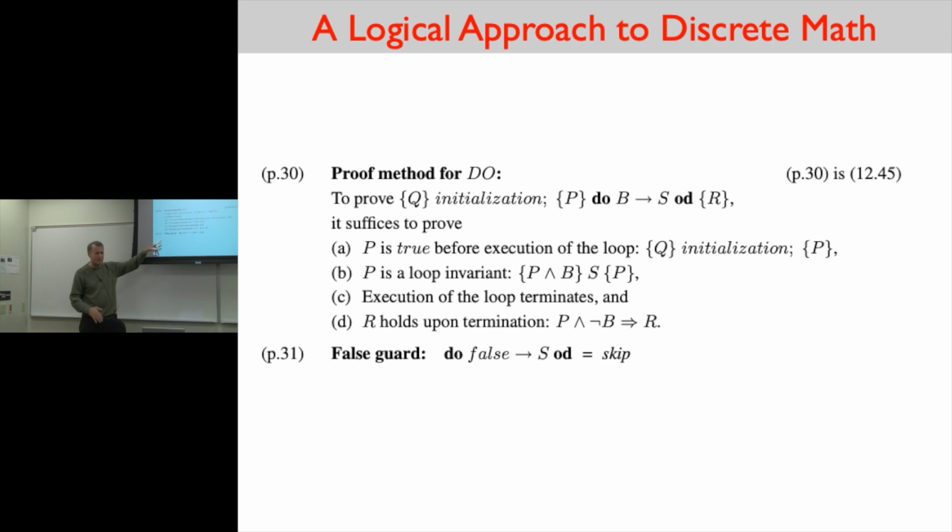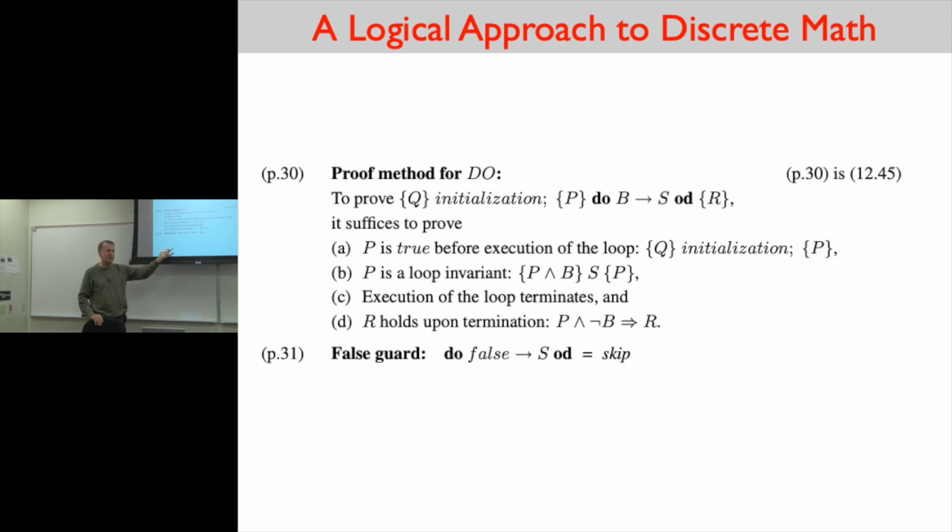Now remember, what was B? Remember what B was? Right, B is the guard. And then S is the statement inside the do loop just by itself, the statement part of the guarded command. And then P is the invariant. Part C, we do have to have an argument for why the loop terminates, and we do that a little informally. And then for part D, R holds upon termination. So we have to prove that R holds on termination: P and not B implies R.